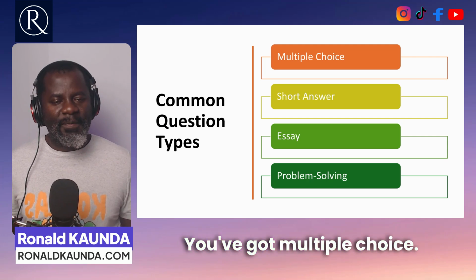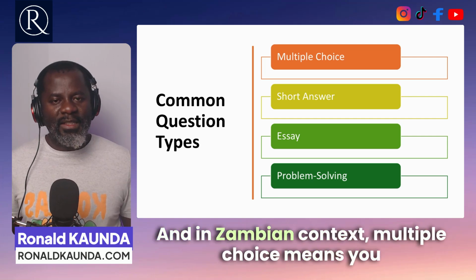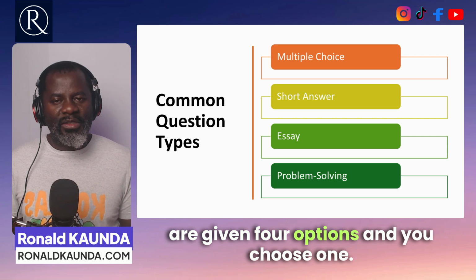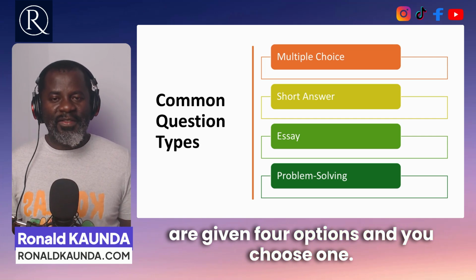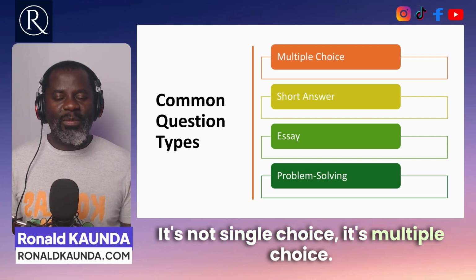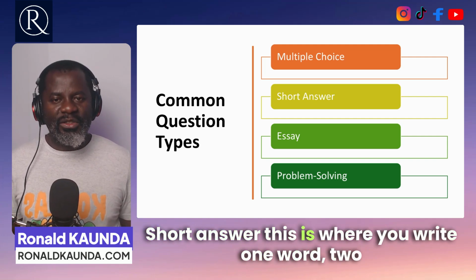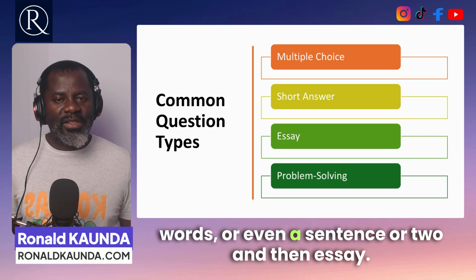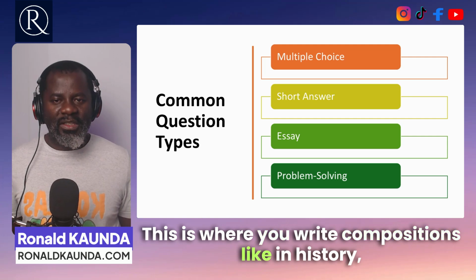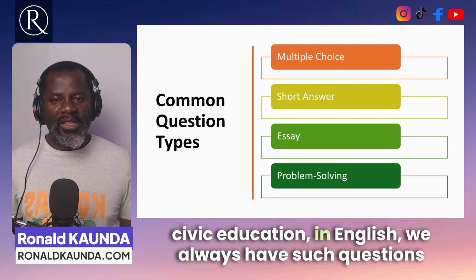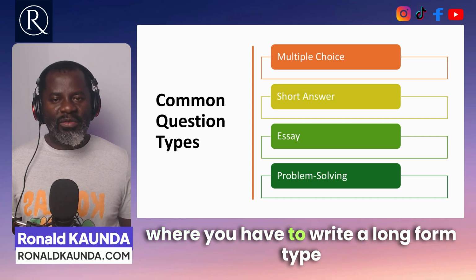What are the common question types? We've got multiple choice. And in the Zambian context, multiple choice means you are given four options and you choose one. It's not single choice, it's multiple choice. Short answer, this is where you write one word, two words, or even a sentence or two. And then essay, this is where you write compositions like in history, civic education, in English. We always have such questions where you have to write a long form type of text.